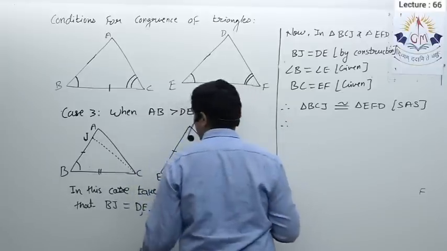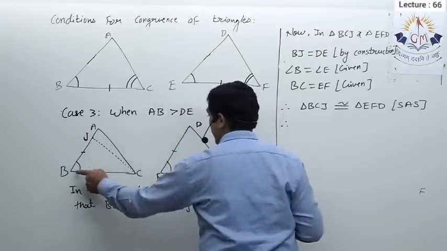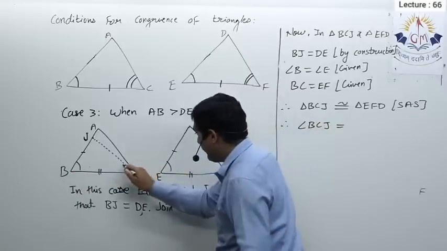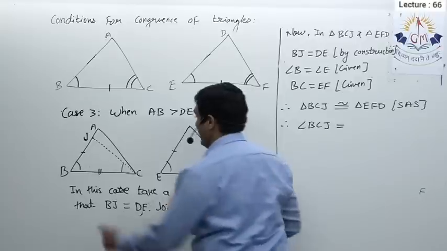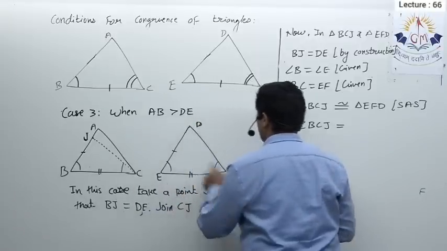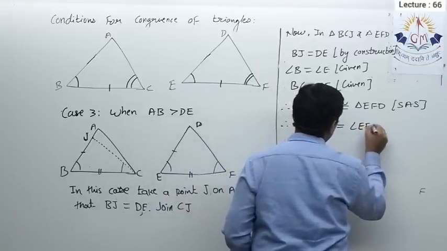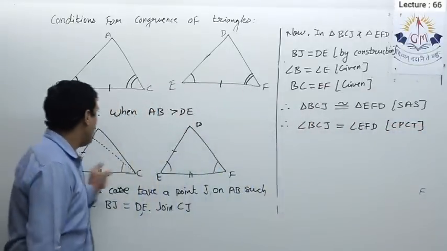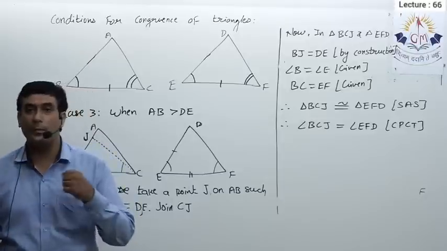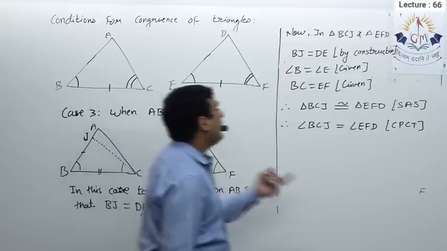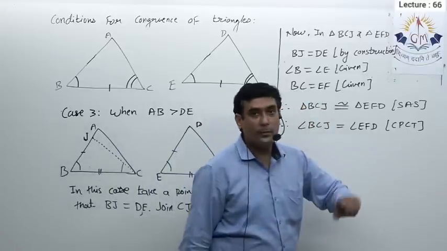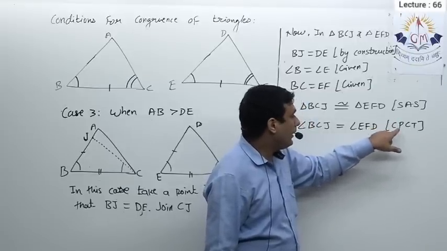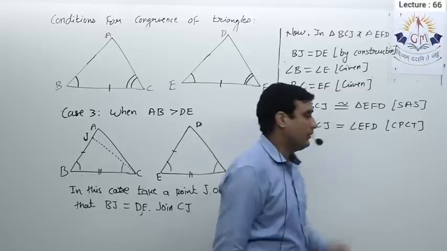As the triangles are congruent, the corresponding sides and angles will be equal. So angle BCJ, this smaller angle, is equal to angle EFD. The reason I will write is CPCT. As these triangles are congruent, their corresponding parts will be equal, and instead of writing that complete statement, I write CPCT, which stands for corresponding parts of congruent triangles.